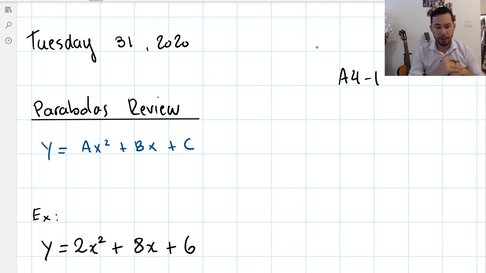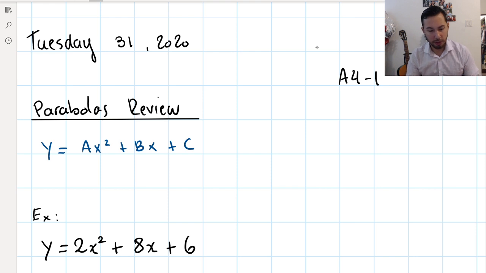Today we're going to talk about parabolas. So we're going to concentrate on everything that we've done with parabolas in the standard form. It shouldn't take too long. It should be less than 15 minutes. It's going to be a recap of everything we did prior to our winter break. And after that, you're going to do your assignment and just turn it in online.